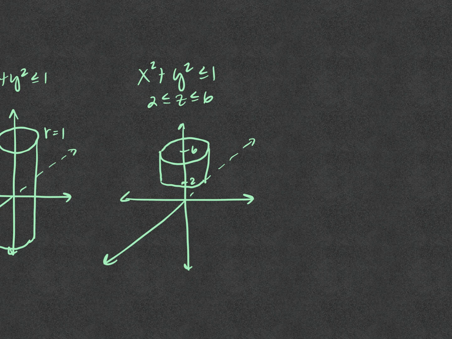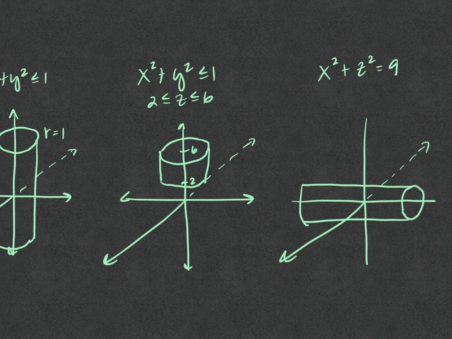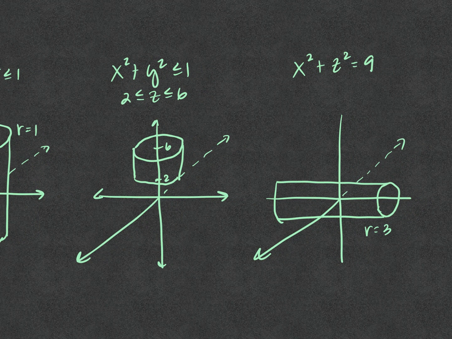Slight question for you. What happens if you have x squared plus z squared equals 9? Well, in that case, you're going to have a right circular cylinder that sits over the y-axis, and the radius still is 3. It doesn't matter what y is, so that right circular cylinder goes over the y-axis. So, all right, let's move on from here.